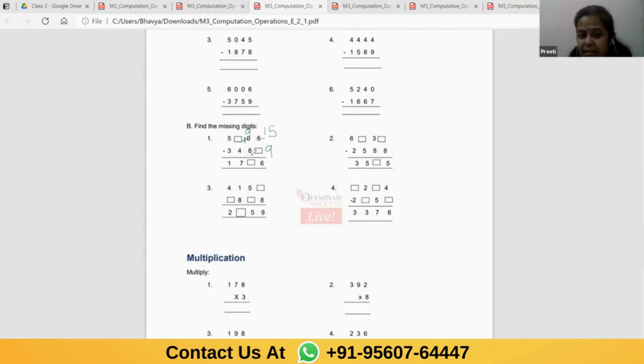What is 9 minus 6? 3 will come here. Now, the problem is, what is there in this blank? This blank will be borrowing from 4. From 5, sorry. This 5 becomes 4. 4 minus 3 is 1. But what will come in this blank is the problem. So think, what minus 4 can give me 7? What minus 4 can give me 7? Ma'am, 11 minus 4 can give me 7?